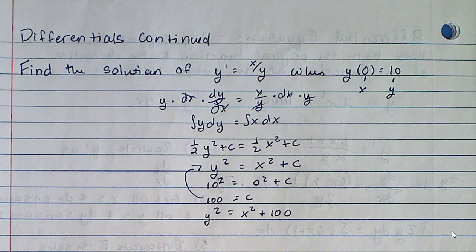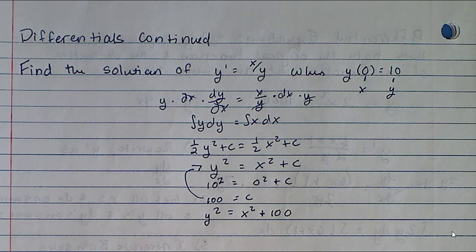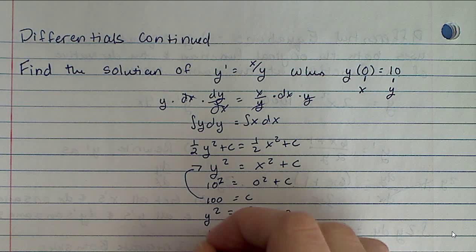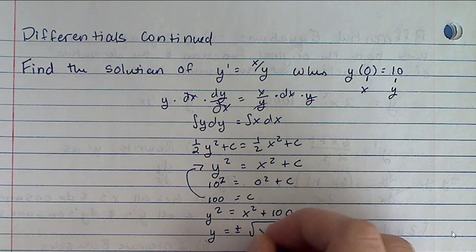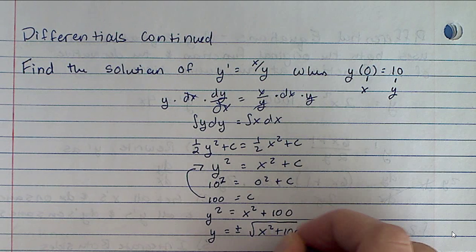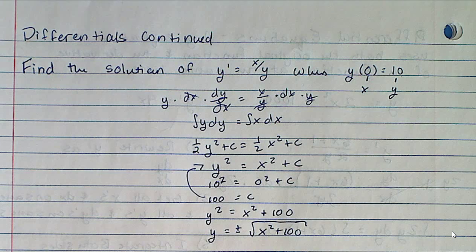Now I can take the square root of both sides. And this is y is equal to plus or minus the square root of x squared plus 100. Kind of, sort of.